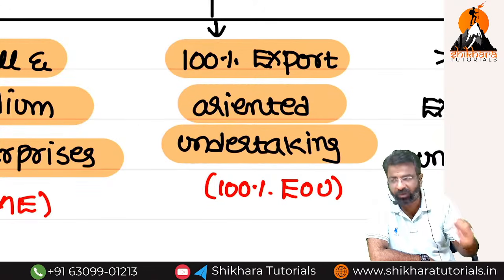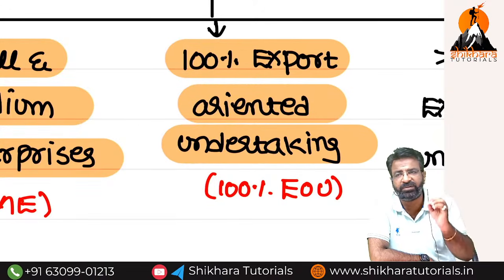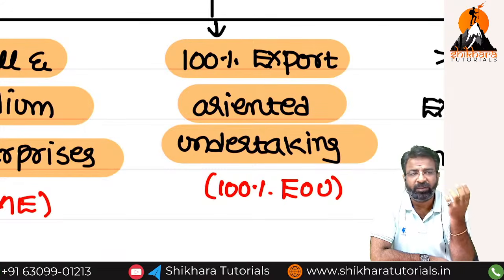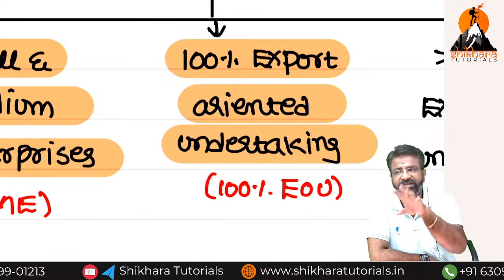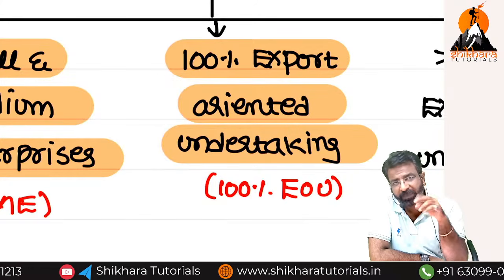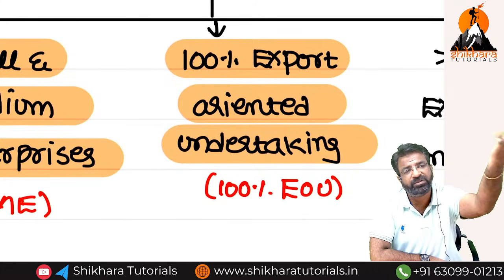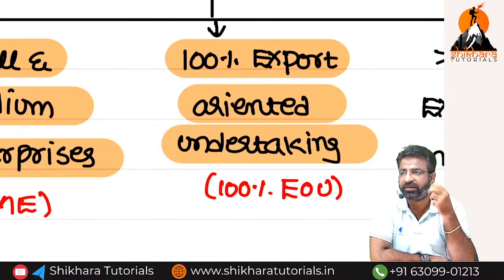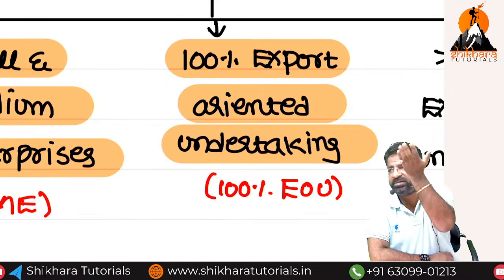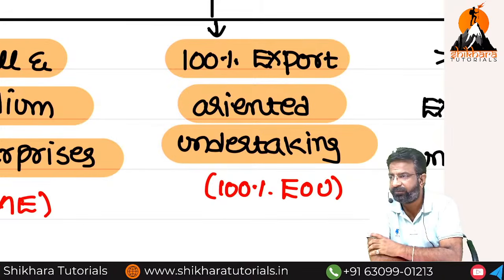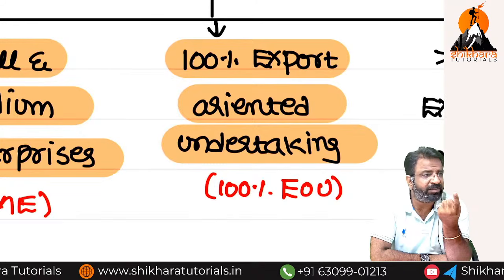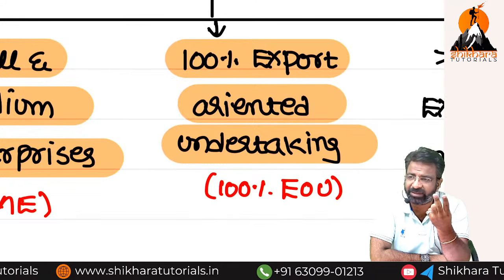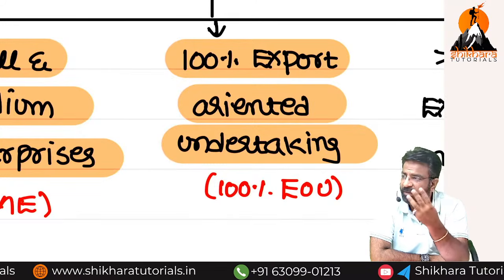100% export oriented undertaking. What do you mean by 100% EOU? Whatever you are manufacturing, you are exporting. Not even a single domestic sale. But when you are 100% exporting, how are you getting payments? In which currency? Foreign currency. Are you increasing the foreign reserve of India? So you are exempted. So tell me, which three are exempted? SME enterprises are exempted, operating from SEZ exempted, and 100% EOU.